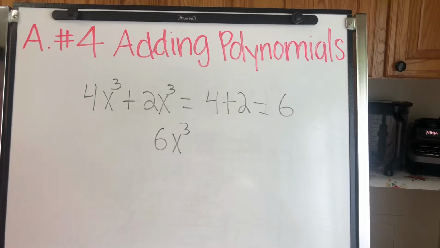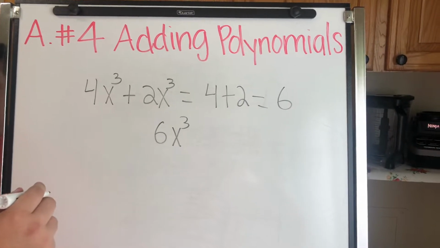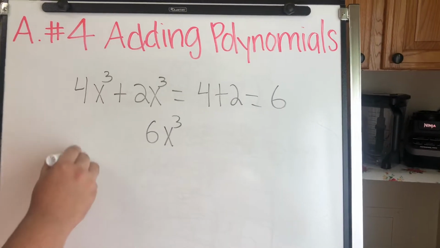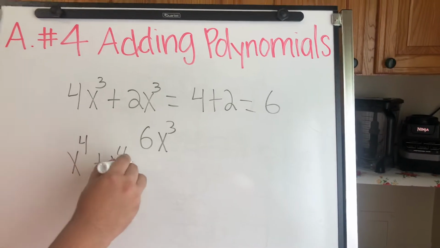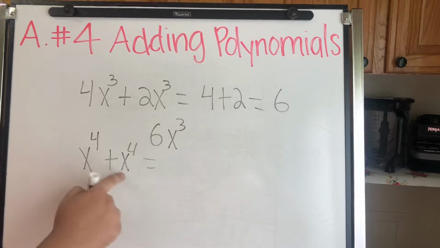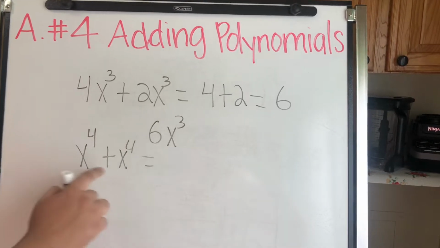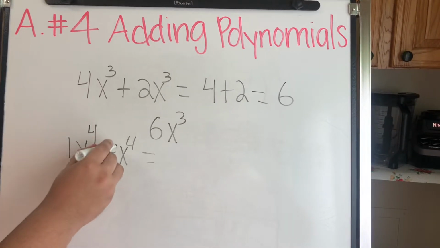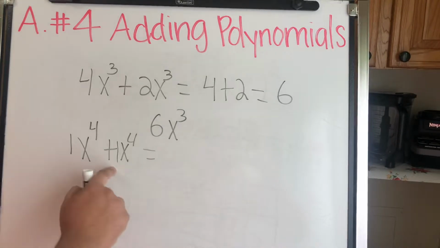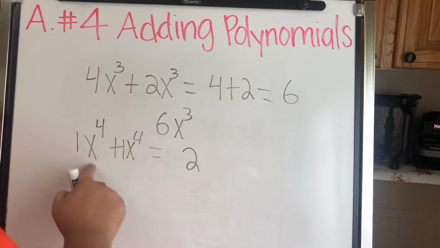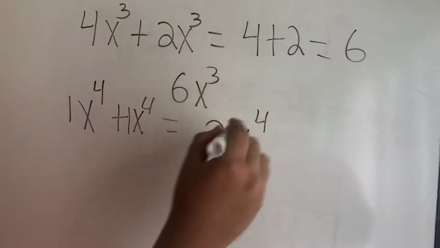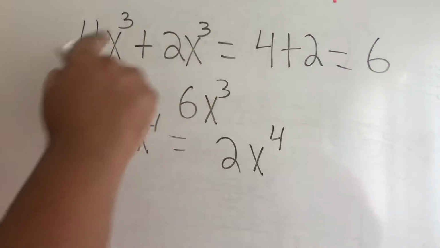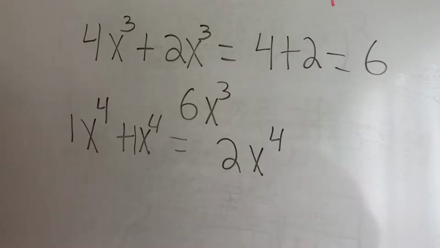Now, let's do more examples. Let's say we have x to the power of 4 plus x to the power of 4. This one, notice there's no coefficient that's written, but when there's no leading coefficient, always think of 1. So 1 plus 1 will give me 2. They have the same base and exponent, so 2x to the power of 4. Those are the answers for the beginning.